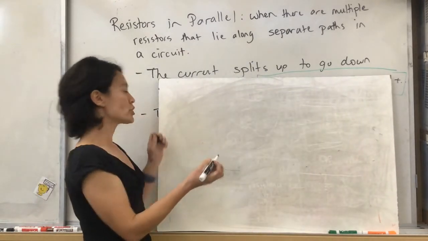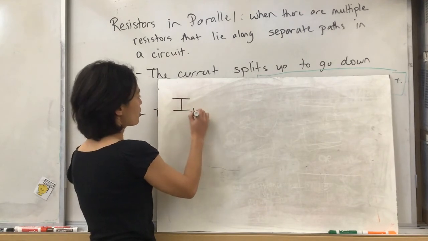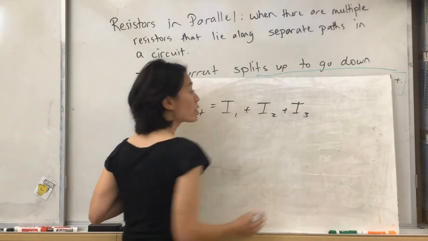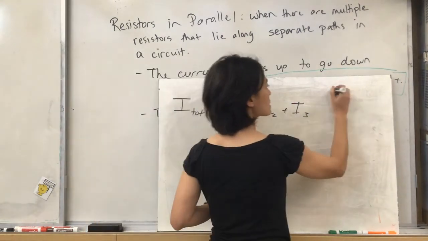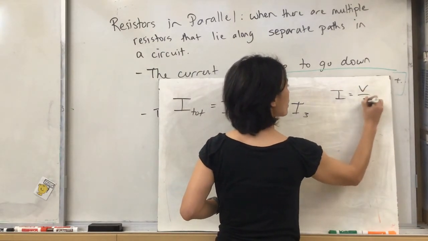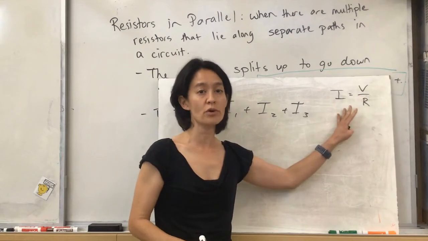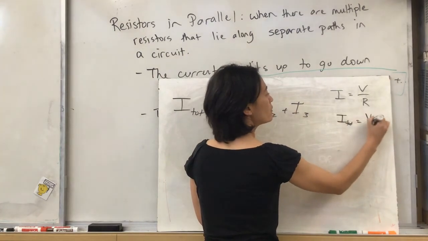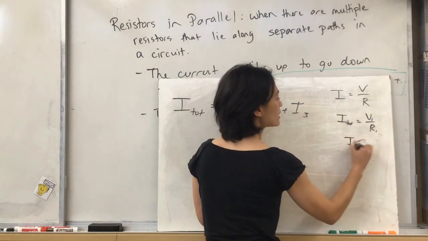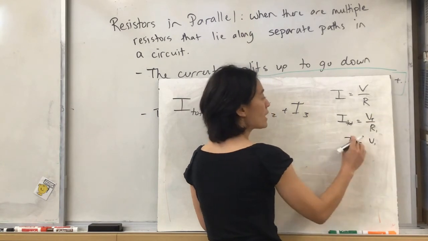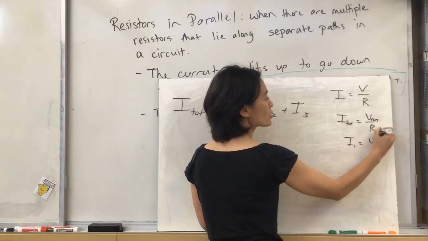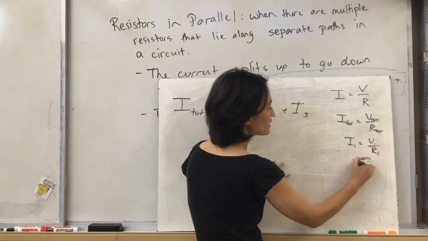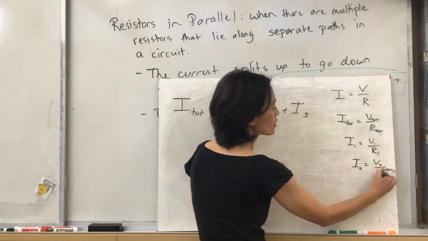So the first relationship that we're looking at is this concept that I total is equal to I1 plus I2 plus I3. And remember Ohm's law. Ohm's law is the key to this. Ohm's law says that I equals V over R. And remember that as long as my subscripts are in agreement, Ohm's law is true. So I total is equal to V total over R total, and I1 would be equal to V1 over R1, I2 equals V2 over R2, etc.